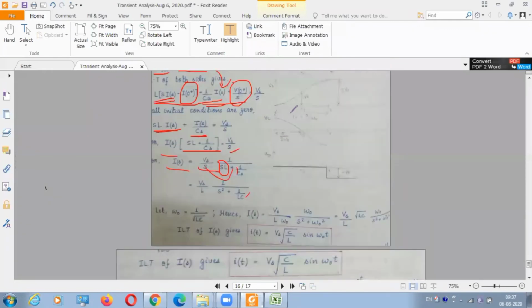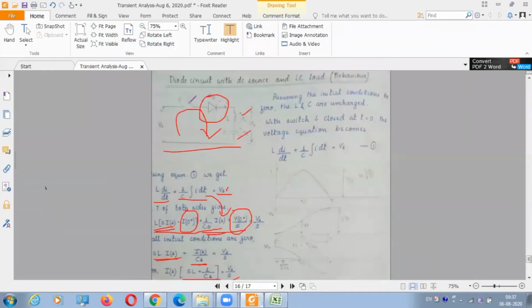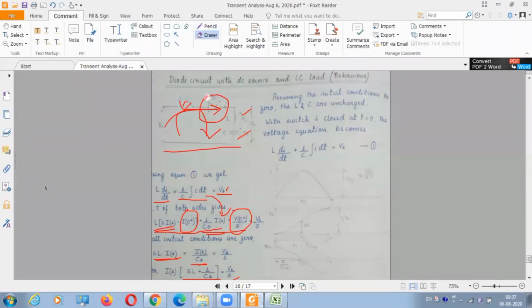Now, LC circuit. Is the diode forward biased? Yes, the diode is forward biased. When the switch is closed, current will flow in this direction. So no problem, the diode will be forward biased. When will the diode be backward biased, reverse biased? I'll come to that.